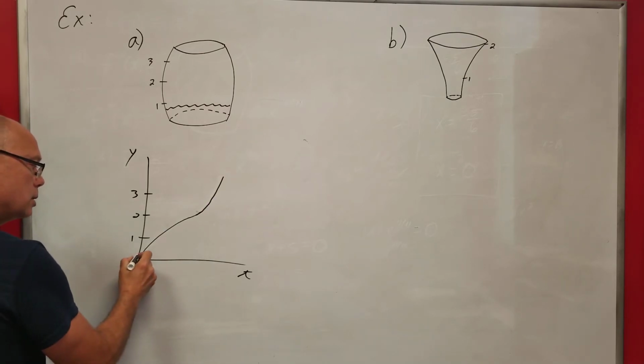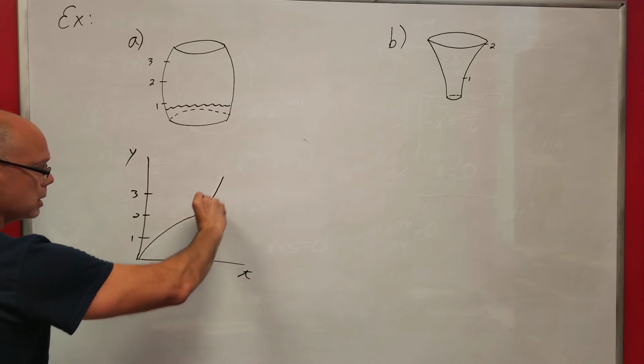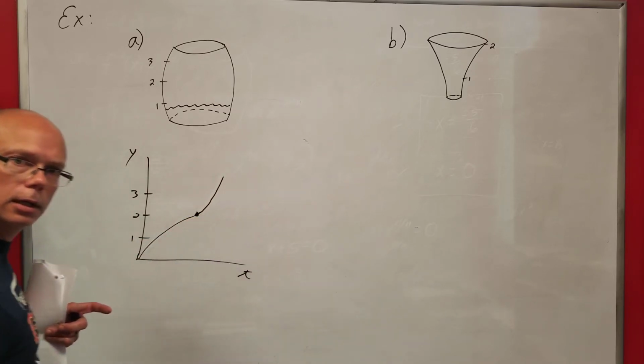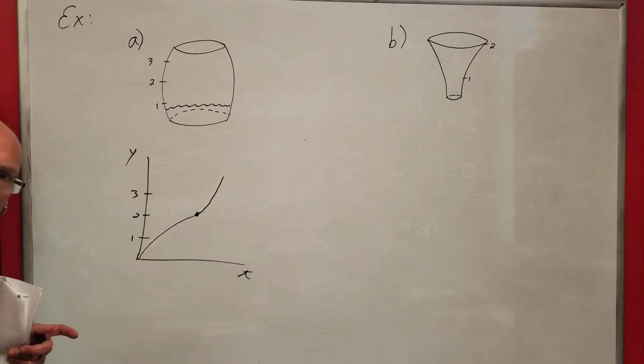All right, so notice the water level is increasing the whole time, but slowly increasing at first, then it speeds up. What do we notice about at 2 right there? Kind of looks like my concavity changes from down to up, or an inflection point.